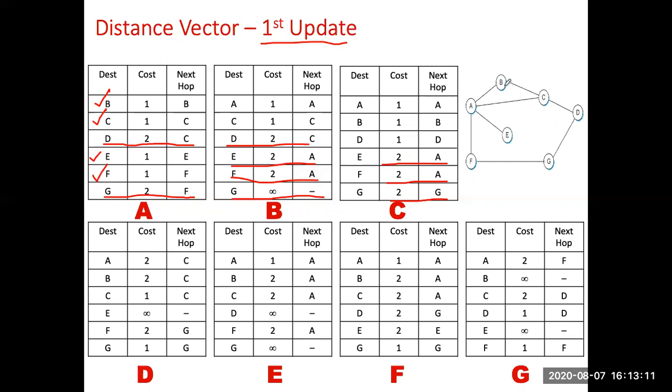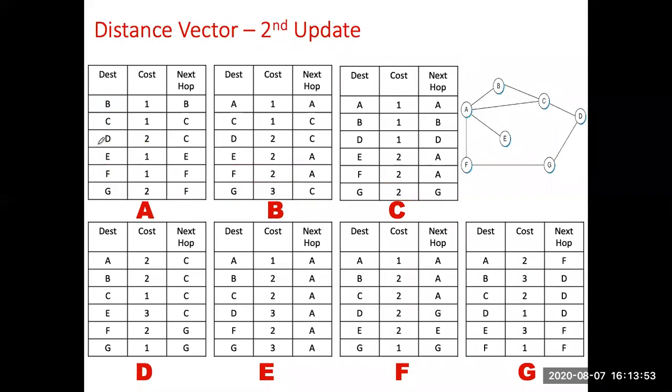Okay, and all these four nodes will get to know that A has the information of all these nodes. So what will happen? For example, D was unknown, and similarly G was unknown. Why? Because they were not the immediate neighbors of node A.